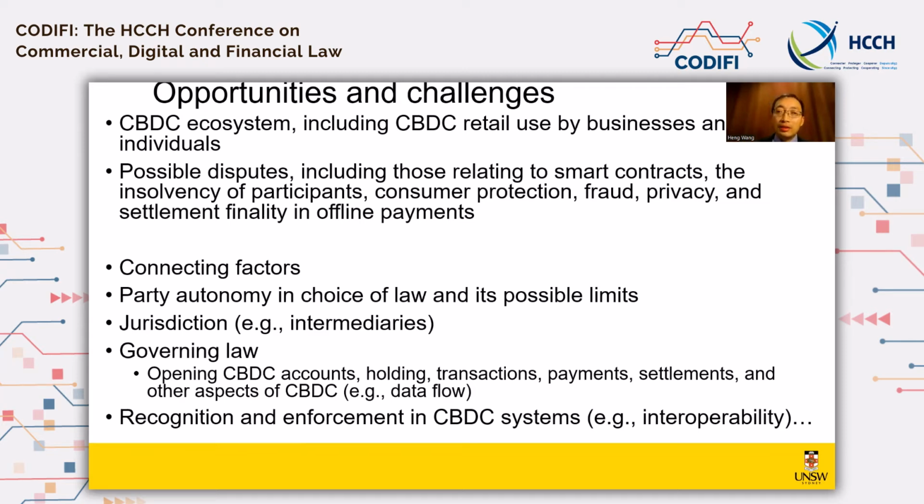However, on the other side, there also may be potential disputes arising from the CBDCs. Thinking about smart contracts, if there's any glitch or issue with the design of smart contracts, then how do you deal with those disputes? Which law will apply? And also another example is the insolvency of participants, like commercial banks.